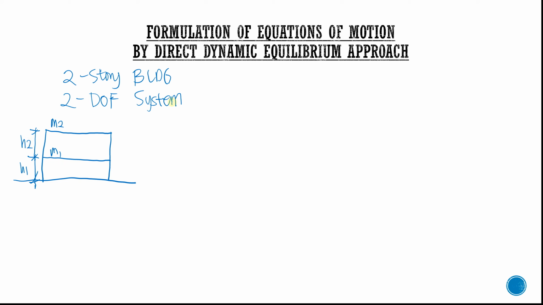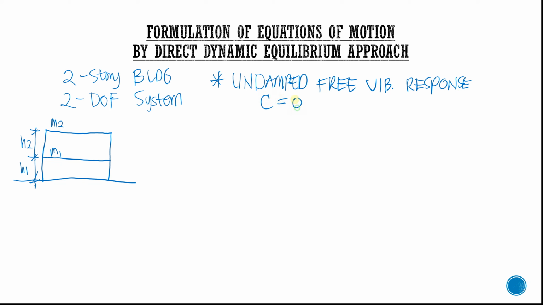So the simplest 2DOF system that we're going to assume for this one, let's say, is for the undamped free vibration response. When we say undamped, it means that our coefficient for the structural damping is equal to 0. And then free vibration means that our dynamic force, P of t, is equal to 0.